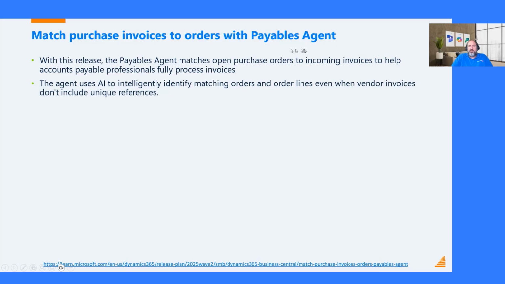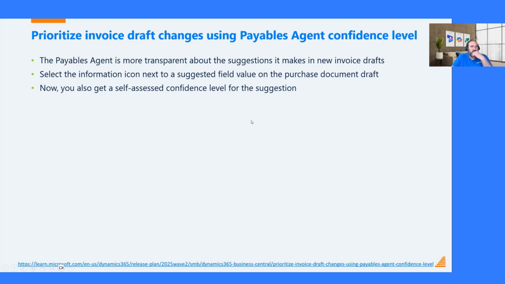Match purchase invoices to orders with a Payables Agent. So what you're now able to do is, through the Payables Agent, when you receive an invoice, that matching through to the purchase order. So if you've got a purchase order, like your full three-way matching, because from your purchase order, you've got to match to the receipts, and from the receipts, you've got to match to the invoice. So now when you receive an invoice through the Payables Agent, it can actually help you do the matching to the actual purchase invoice itself.